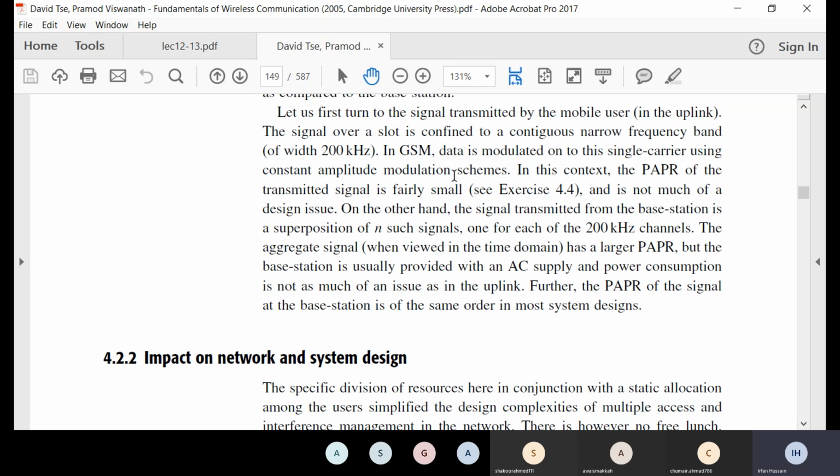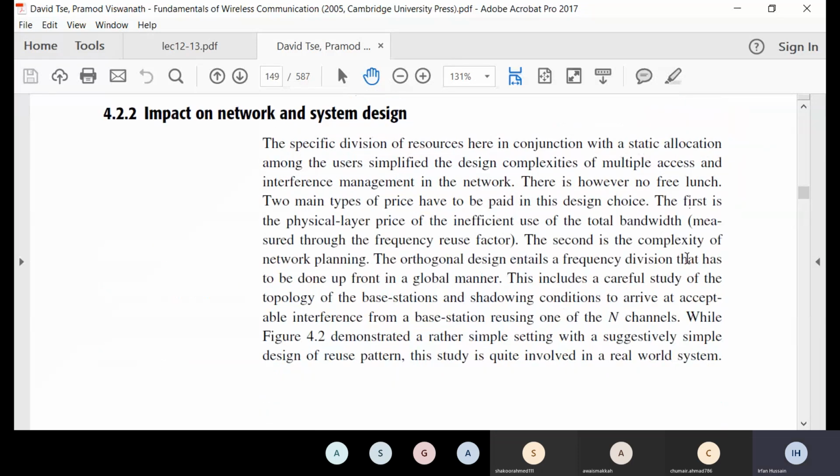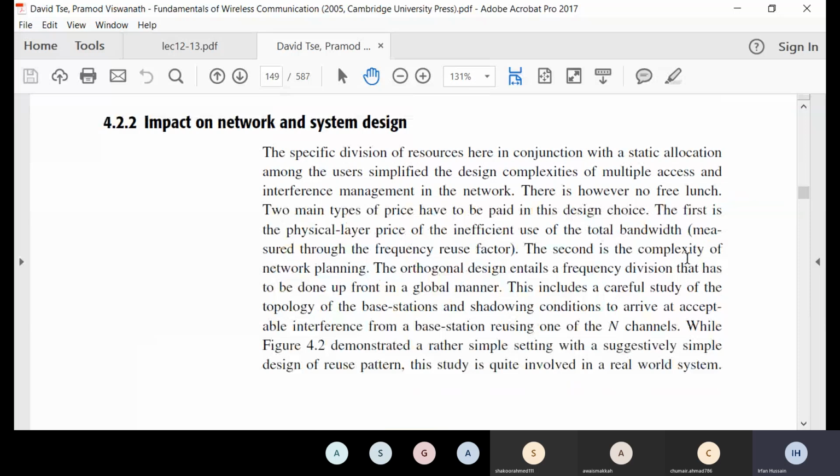But the signal that is sent from the base station consists of a lot of signals. So you have n different channels, n such signals are there, for each of the 200 kilohertz channels. That will have a very large PAPR. Losses impact on network and system design.